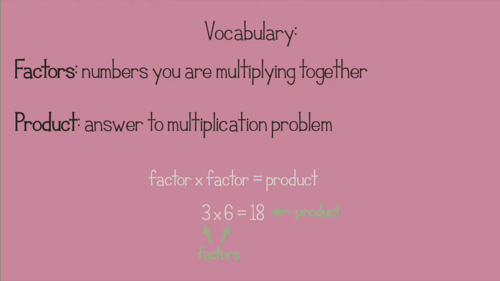So some vocabulary that we're just going to review is factors and products. So what are factors? Factors are the numbers that you are multiplying together. So if you're looking at a multiplication problem and you see 2 times 4 equals 8, the 2 and the 4 are the factors. The other vocabulary word is product, and that is the answer of a multiplication problem. In our example of 2 times 4 equals 8, well, what is the product?